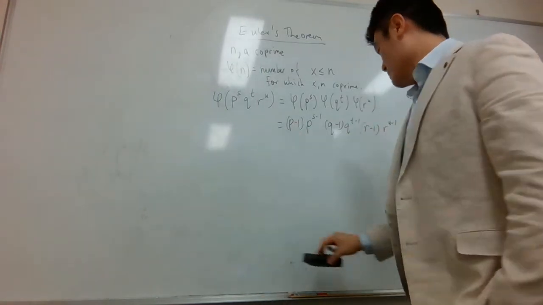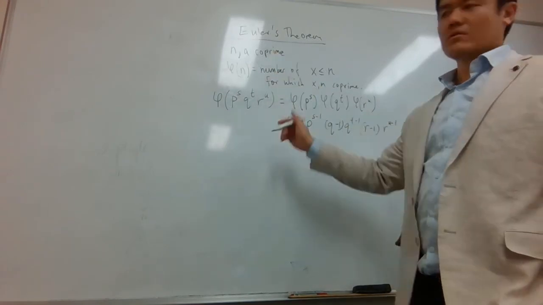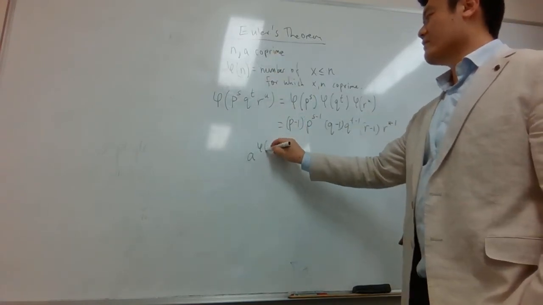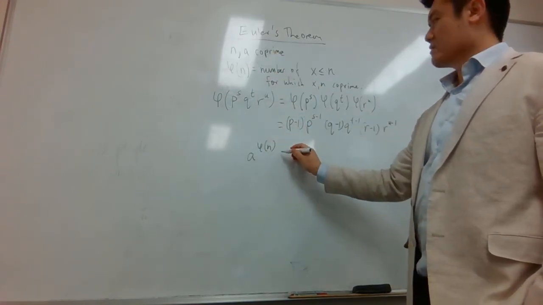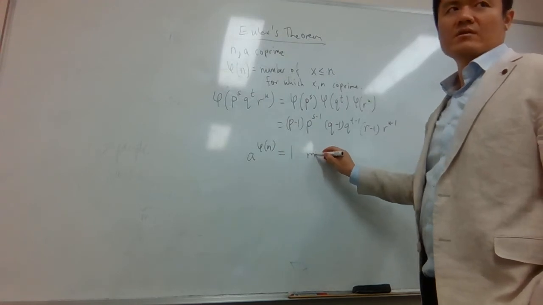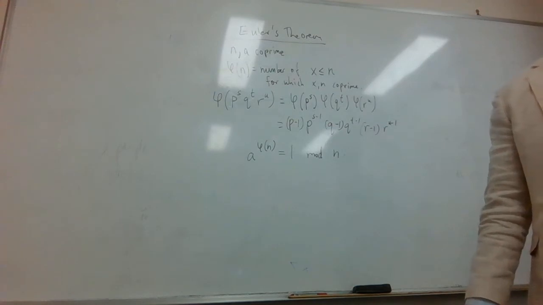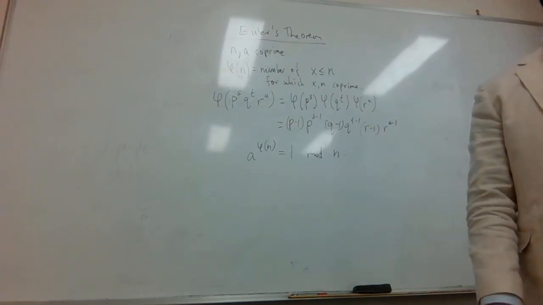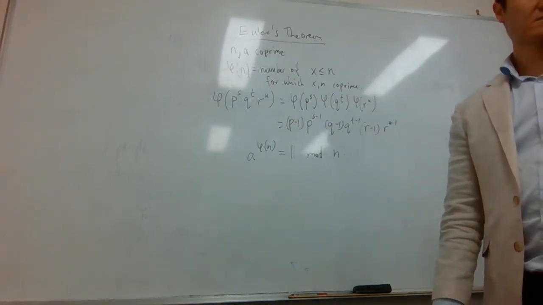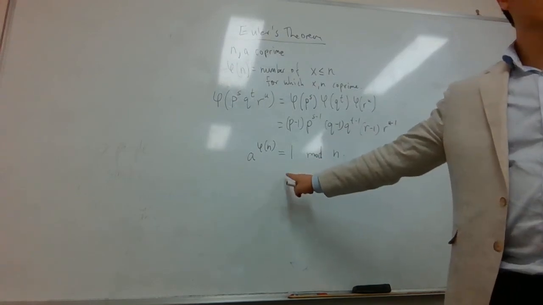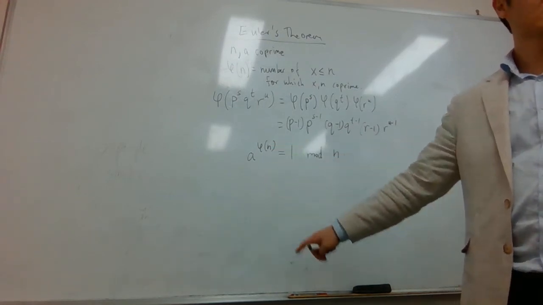All right, so what's Euler's theorem? Euler's theorem is a to the phi of n equals 1 mod n. But why? We'll prove that today. And why is this important? I guess it's hard to appreciate unless you do tons of modular arithmetic calculations.